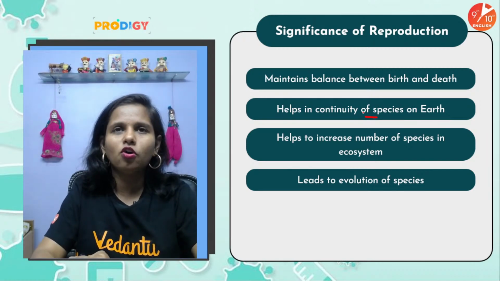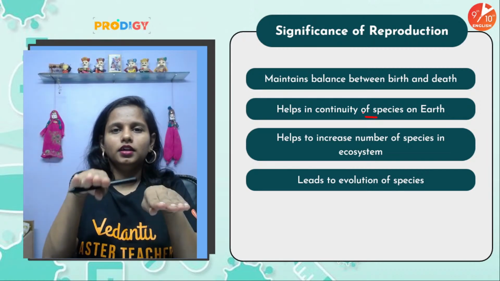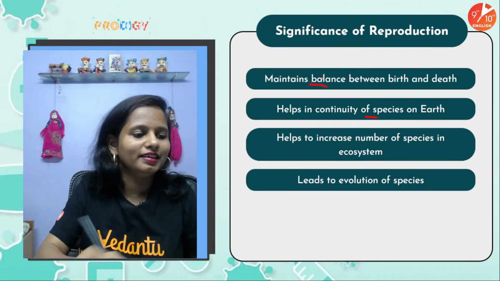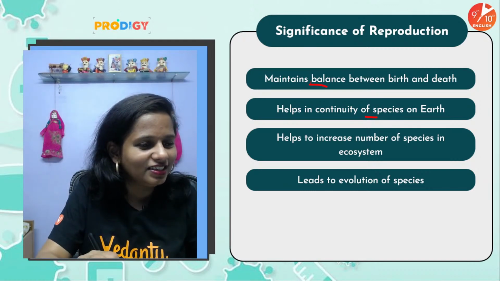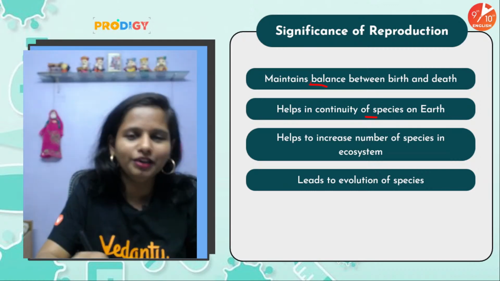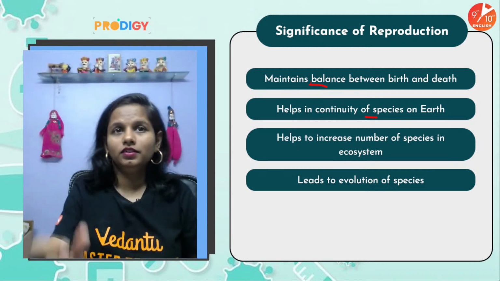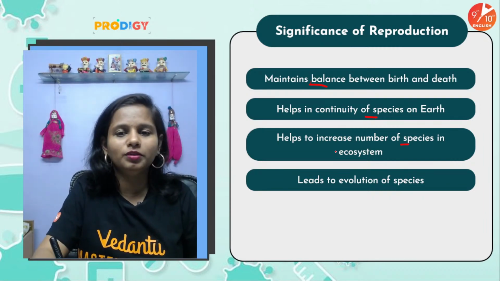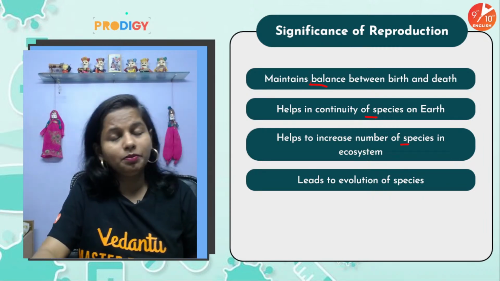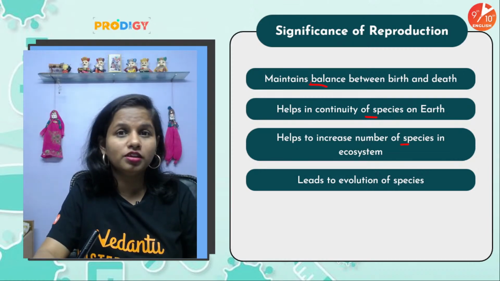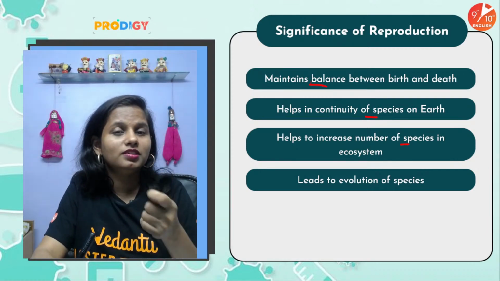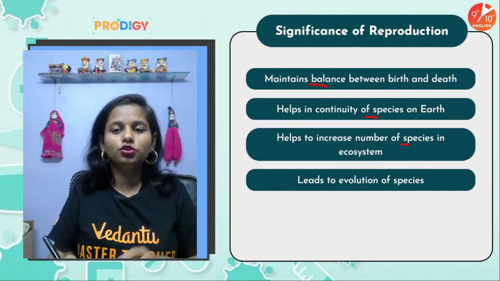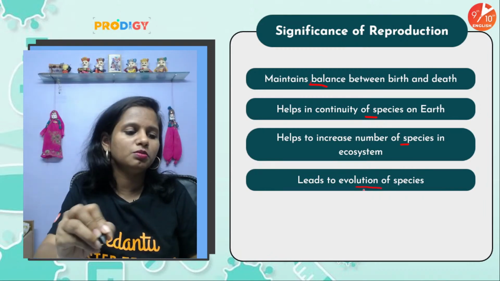If organisms stop reproducing, the birth rate and the death rate will get skewed, and there will not be a proper balance maintained. Right? Yes, Chanchal. Perfect. And to increase the number of species in an ecosystem, again, organisms reproduce. And reproduction, especially sexual reproduction, is a prime reason behind variations, and variations lead to biodiversity, and eventually it also helps in the evolution of species.